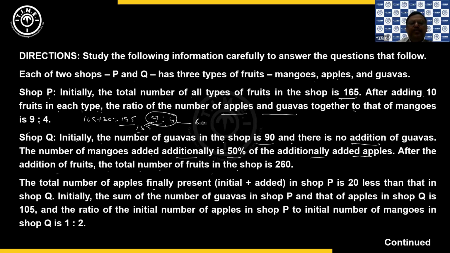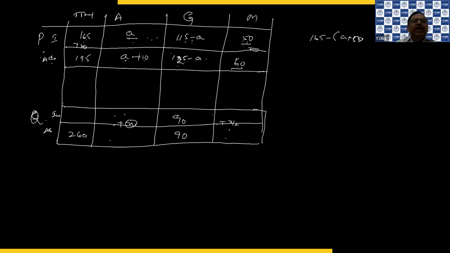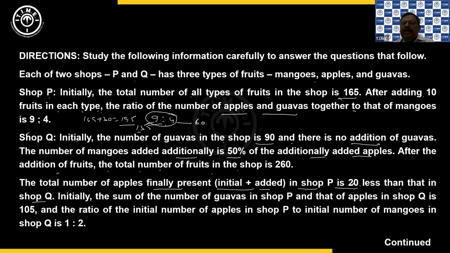Total number of apples finally present in shop P is 20 less than that in shop Q. Finally, the number of apples present after initial and added in shop P is 20 less than in shop Q. P is 20 less than Q means Q should be 20 more than P. Students, what are the apples here? Apples is A plus 10. So in Q, it is going to be A plus 30, because Q is 20 more than P. Done? Right.